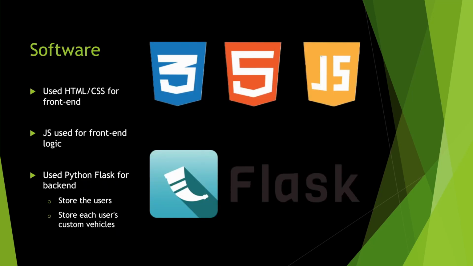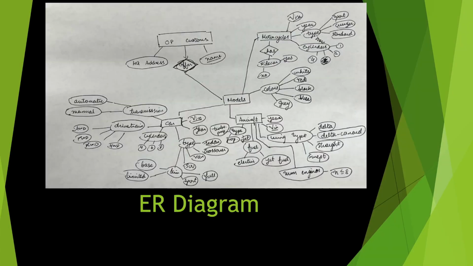Alright, so the software we used is HTML, CSS, and JavaScript for the front end, while for the back end we used Python Flask. The front end has been decided such that the user can select many options, or they can choose not to select an option. For the back end, it exists to store any user information that has been entered, such as the login or the custom vehicles. Here's the entity relation diagram.